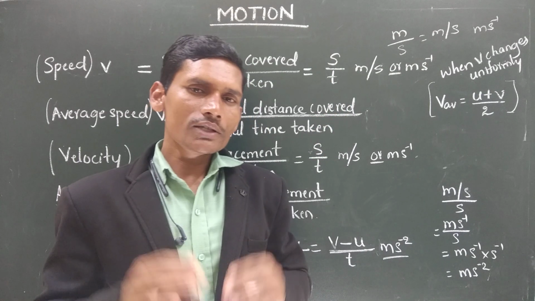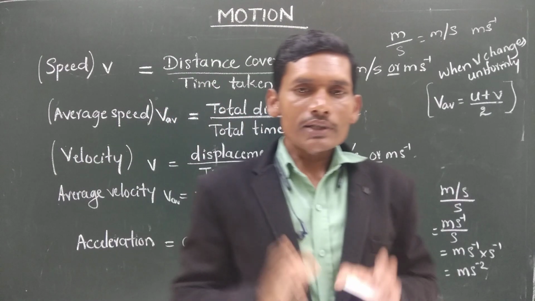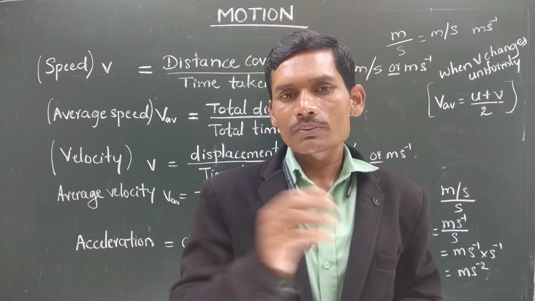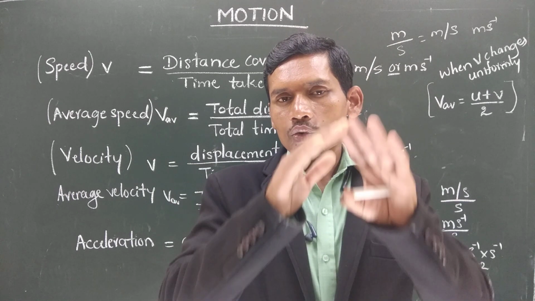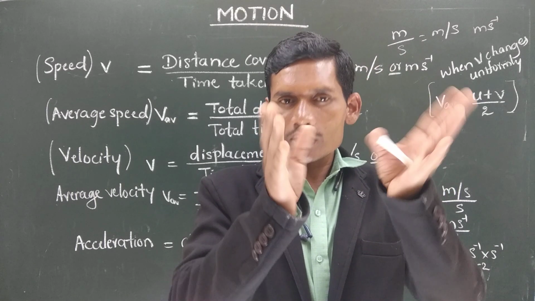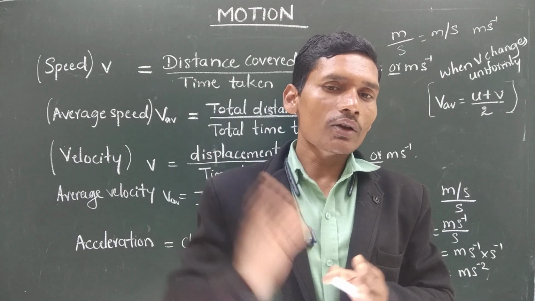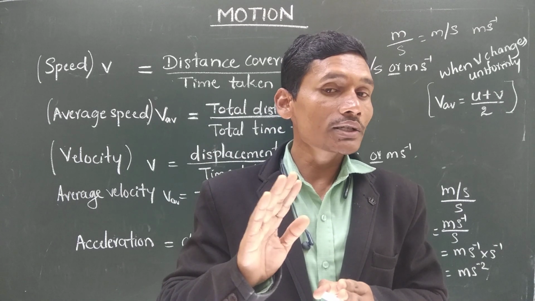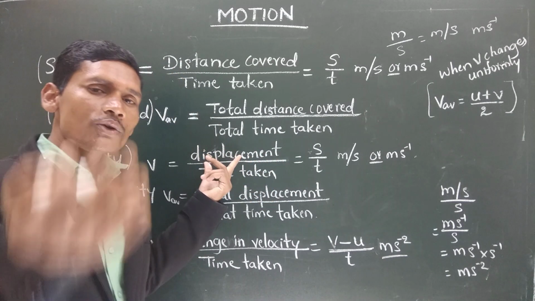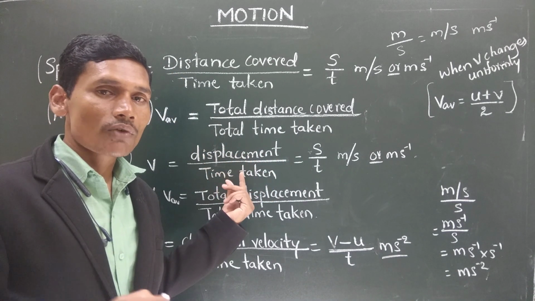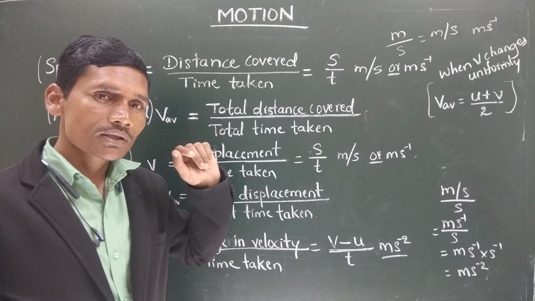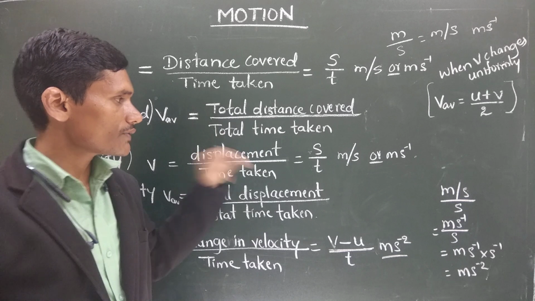Next, coming to what is velocity. Velocity and speed, we need to understand the differences here. See, speed means what we took here? Total distance covered, or speed means distance covered divided by time taken, right? In velocity, what are we taking? We are not taking distance covered, we are taking displacement. Displacement divided by time taken gives velocity. What is displacement then? What is distance covered then? There is a difference. You need to understand this first.